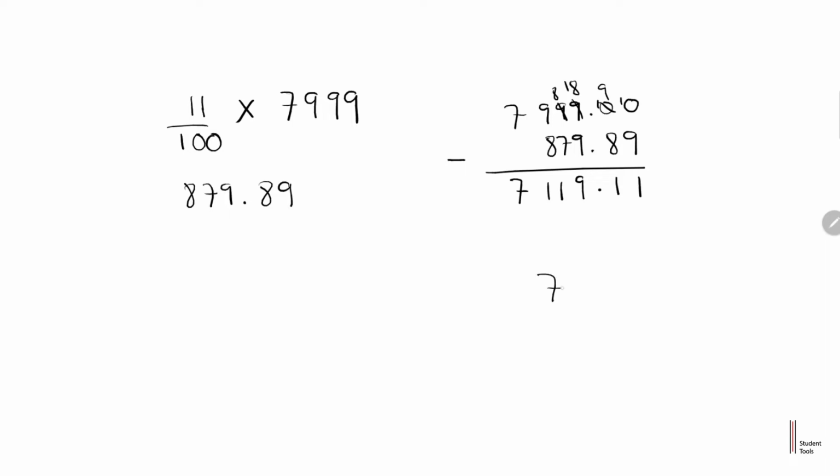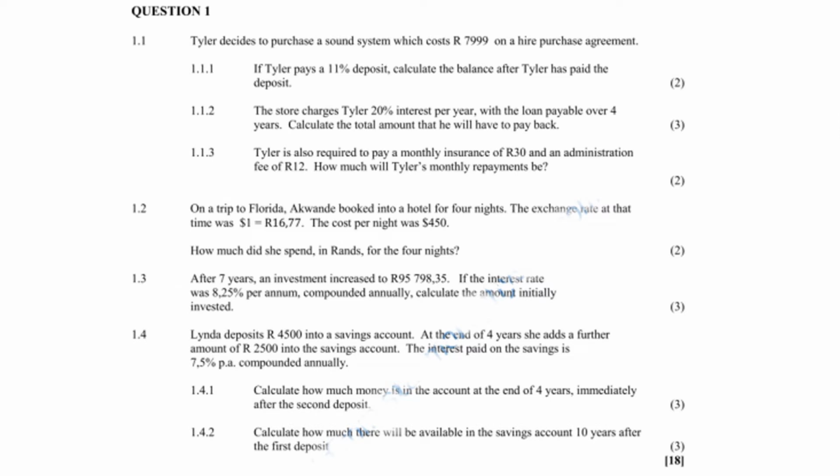That is 7,119 and 11 cents rands. So that is what Tyler is supposed to pay after the deposit. And that is just how we do 1.1. All right, let's proceed to 1.1.2. The store charges Tyler 20% interest per year. With the loan payable over 4 years, calculate the amount that he will have to pay back.